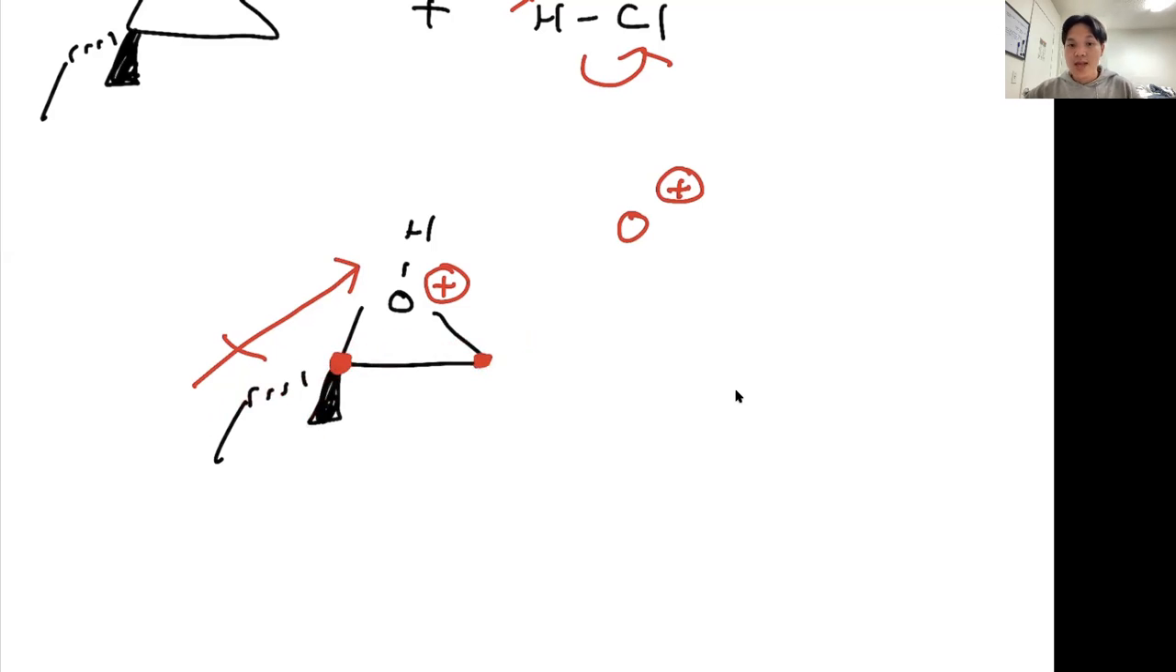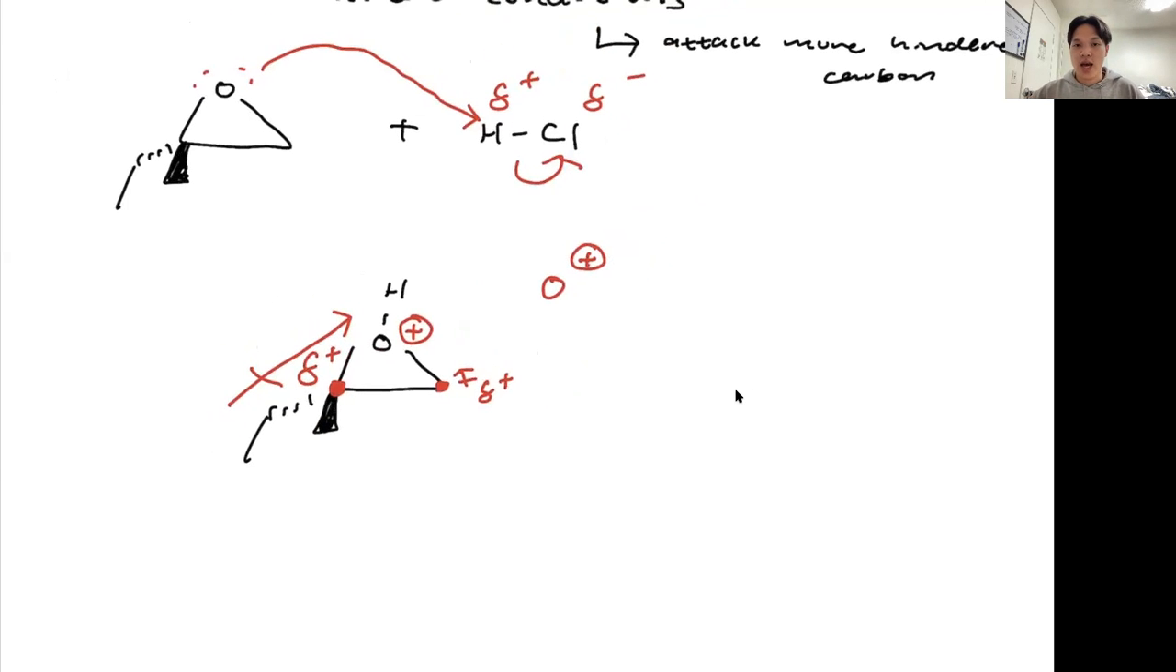But from here, this is only a primary carbon, and the oxygen knows that primary carbons can't handle that positive charge as well as a tertiary carbon. So it's only going to be pulling by a little bit. And because of this large pulling, we have a huge delta positive on this hindered side, but only a small delta positive on the less hindered side. And because of that, we now have the ability to attack it with our chlorine, right?